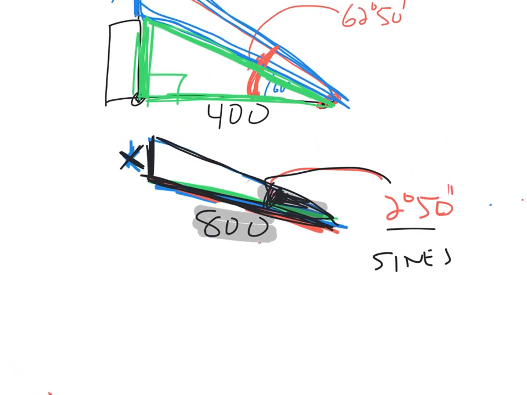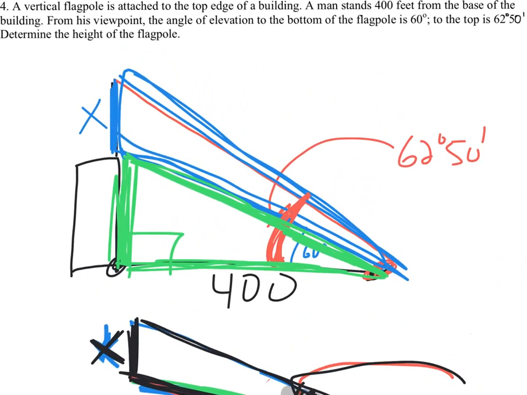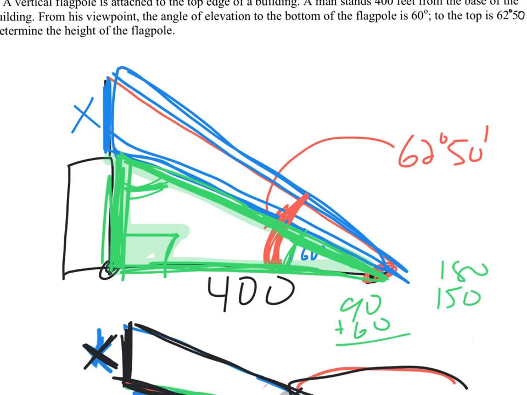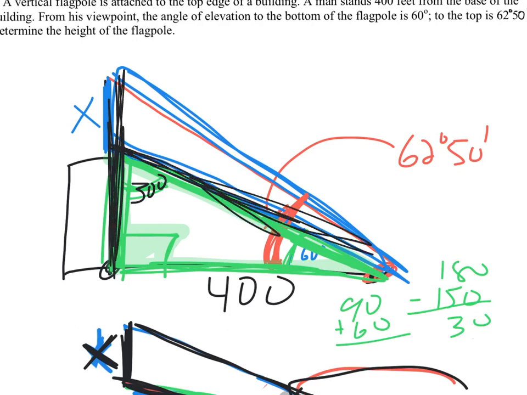Look back at the original diagram. I know in this green triangle, I had a 90-degree angle. I had a 60-degree angle. So this remaining angle of that green triangle, if I go 90 plus 60, which is 150, and then go 180 minus 150, I get 30. So this angle here is going to be 30. So if I draw this straight line, that angle there is going to be 30 degrees.